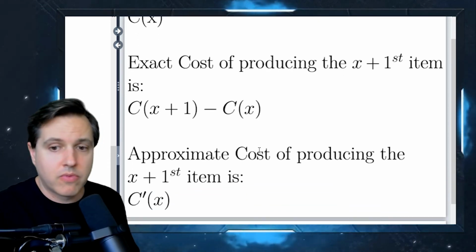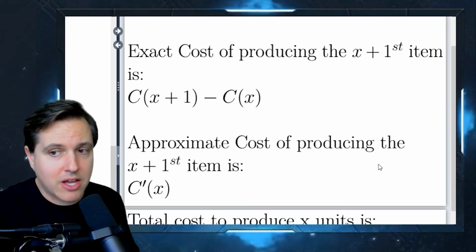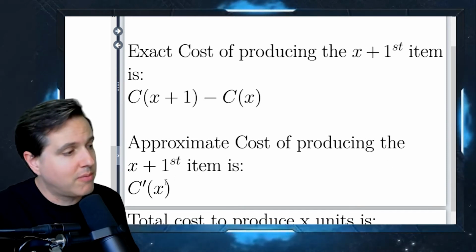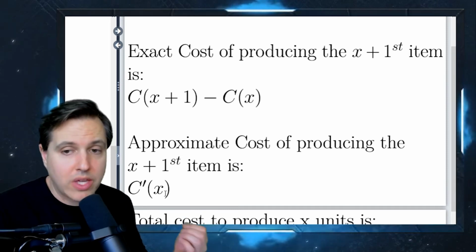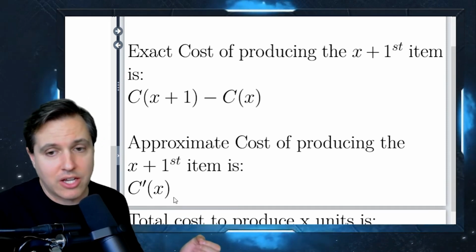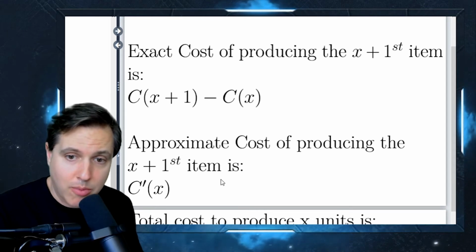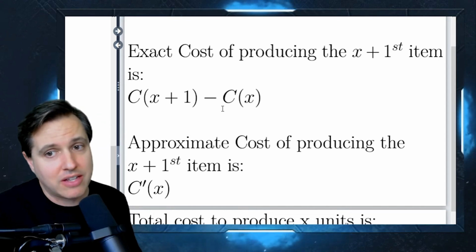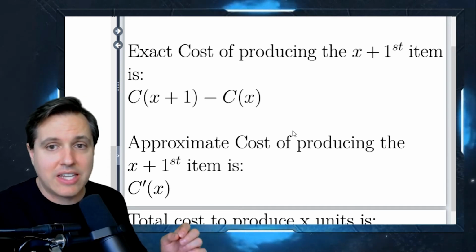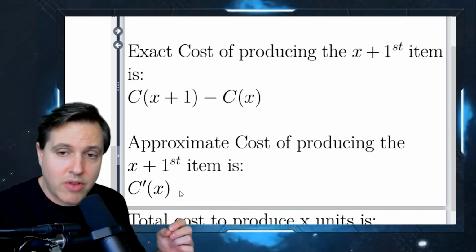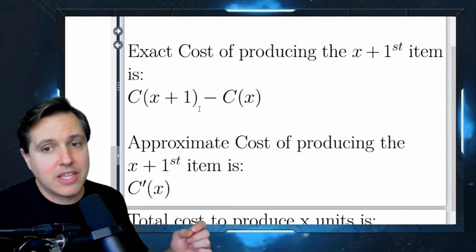If we want to approximate the cost of producing the x plus first item, we just take the derivative and evaluate it at the value we care about. So that's a pretty quick calculation. And sometimes you might only have the marginal cost function. You might not even have the exact cost. There's different reasons why you'd play around with this, but that's the idea. We can use the derivative to approximate the exact value.